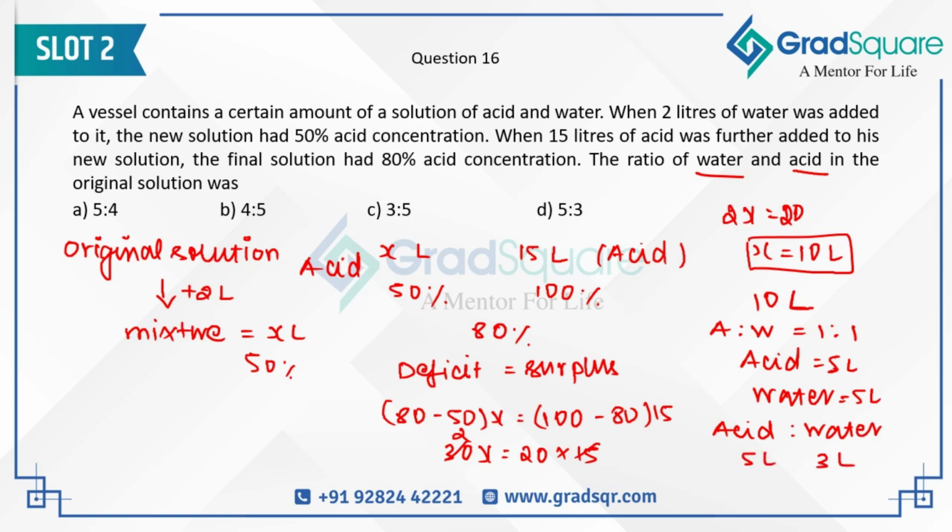But what is the question? The ratio of water to acid is the question. So be careful in marking the answer, because 5:3 is also given in the options and 3:5 is also given in the options. We are required to calculate the ratio of water to acid. So 3:5. Option C is the answer for this question.